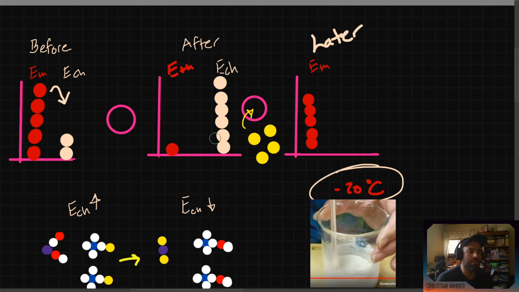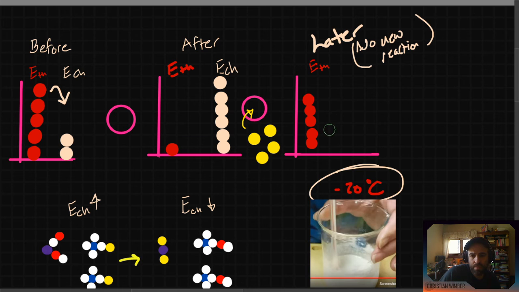But the energy stored chemically, well, that only changes when we rearrange these atoms. And we're done. There's no more reaction. So if there's no new reaction, that means that we didn't change this. We haven't rearranged any atoms. So ECH should be the same.